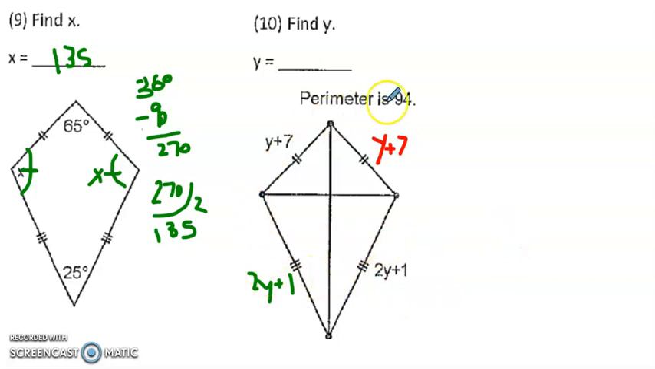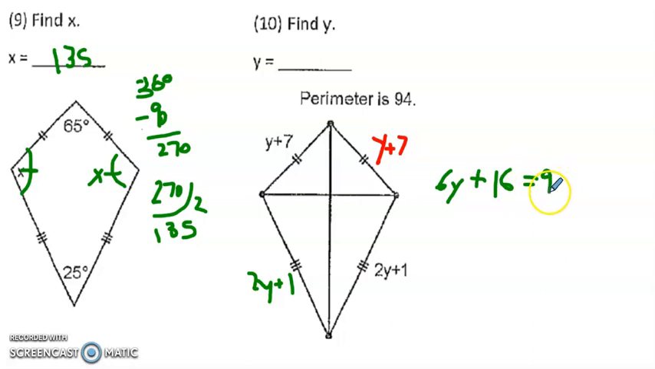So altogether, if I'm looking at perimeter, if I go around the shape and add up the y's, I have two y's, a y, and another two y's. That's 6 y's altogether. And 1 plus 7 is 8, and 1 plus 7 is also another 8. So 8 and 8 is 16. If I add up those four sides, I get 6y plus 16.